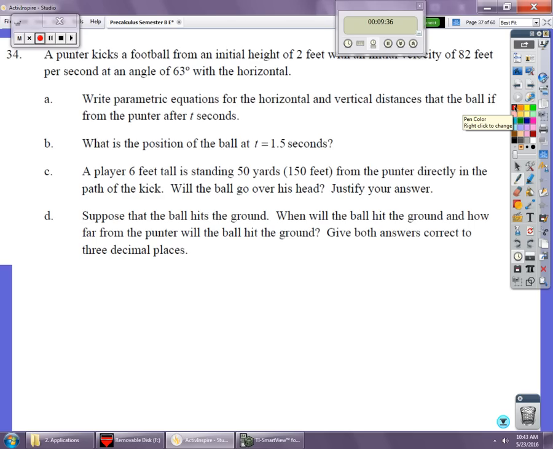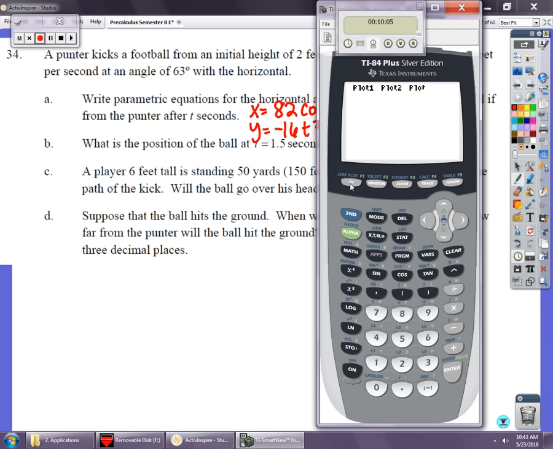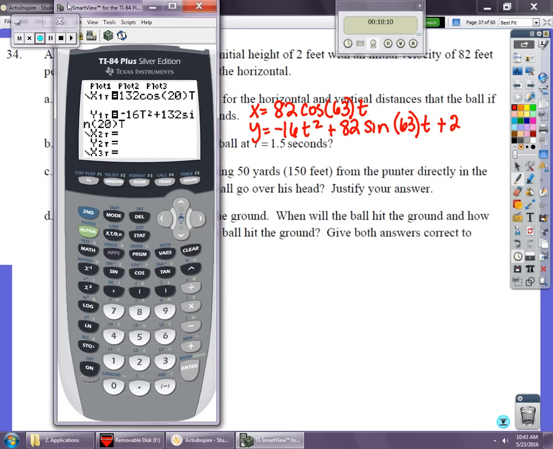Okay, so my x equals will be the initial velocity cosine angle t. And y equals negative 16t squared, same thing but with sine, and then this one had an initial height of 2 feet. Okay, I want to know the position of the ball at 1.5 seconds. So let's go ahead to our y equals, and let's replace my equations.